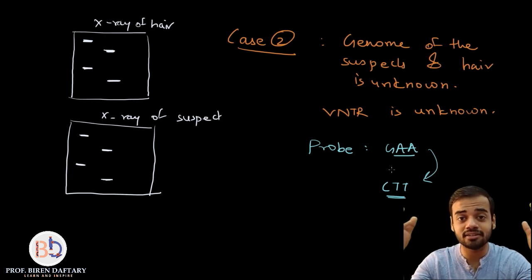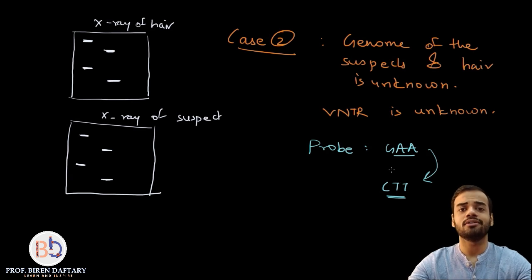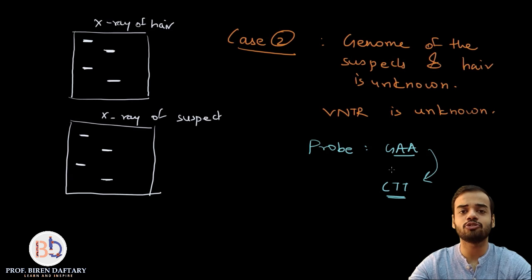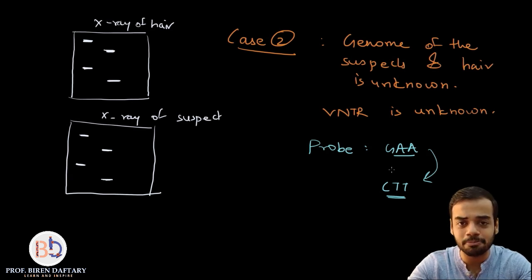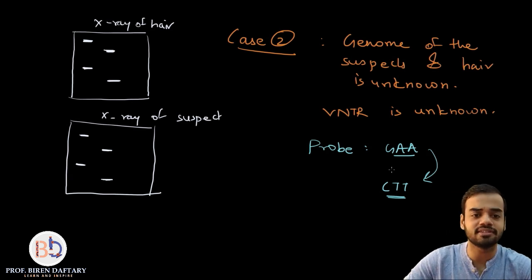Correct? And I think this was the question of most of the people: if the VNTR is unknown, how do we do DNA fingerprinting? How do we select the probe? Then you just take a random probe and you allow the nitrocellulose membrane fragments and the probe to hybridize. If you want to match the samples, then the probe will attach to both the samples at the same place, and the X-ray that you get will be exactly the same as in this case.